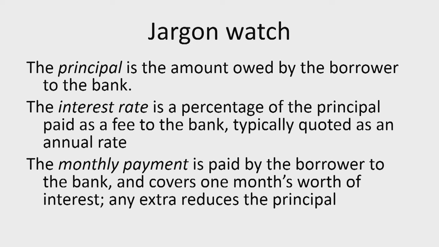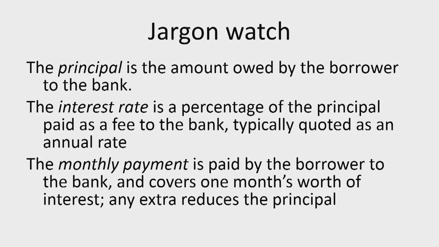In case you are one of the lucky people who does not have a mortgage, let me explain to you how this works. So there's the principal, which is the amount that is owed by me, the borrower, to the bank. There's the interest rate, and that's a percentage of the principal paid as a fee to the bank. Now, it's typically quoted as an annual rate, but the interest is typically paid off monthly, right? So there's a monthly payment. It's paid by the borrower to the bank.